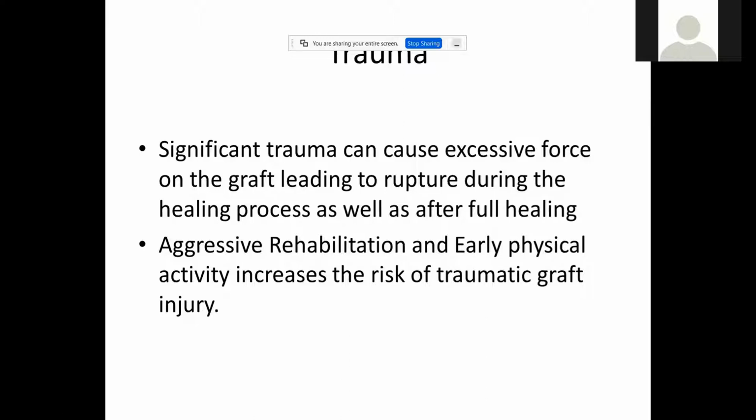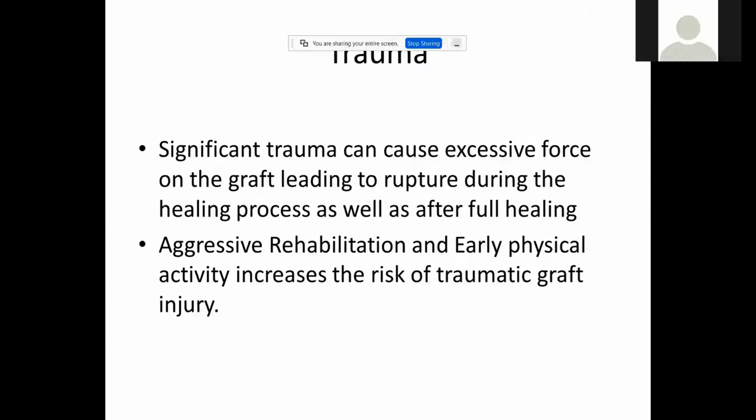Aggressive rehabilitation and early physical activity increase the risk of traumatic graft injury. We have so many papers. Actually, the graft starts incorporating, with adequate fixation and vascularization, after 6 weeks, and from 6 weeks to 12 weeks is a very crucial period. But for knee stiffness, we start physiotherapy and rehabilitation in those periods also.